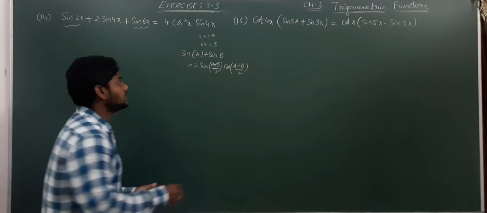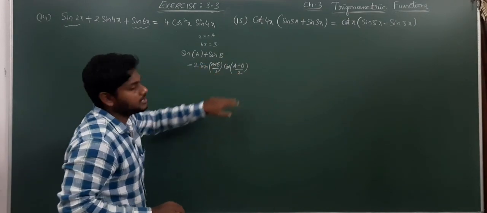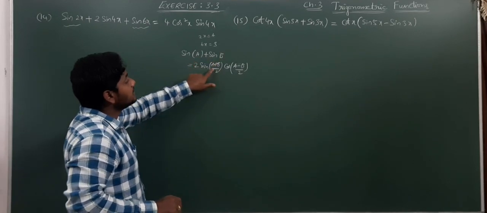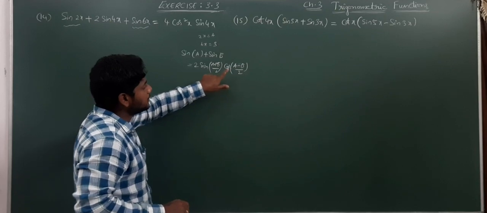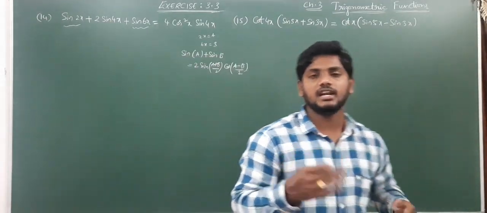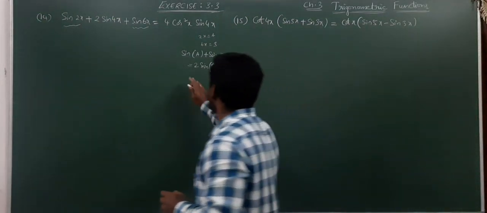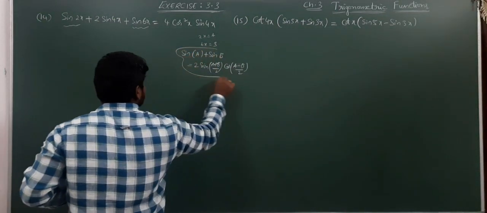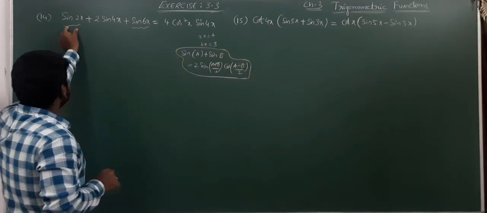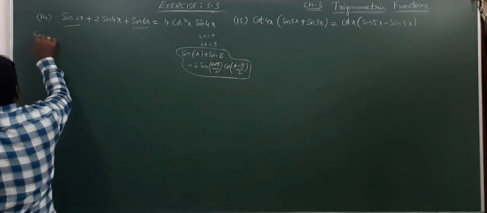If we consider A and B, it becomes (A plus B) by 2 and (A minus B) by 2. If we consider theta and alpha, or alpha and beta, it will be 2 sin (alpha plus beta) by 2 cos (alpha minus beta) by 2. So we can denote the angles with alpha beta, AB, XY or PQ, like that also. This is the formula of sin A plus sin B. This one I will consider as sin A, this as sin B. So let us solve this.